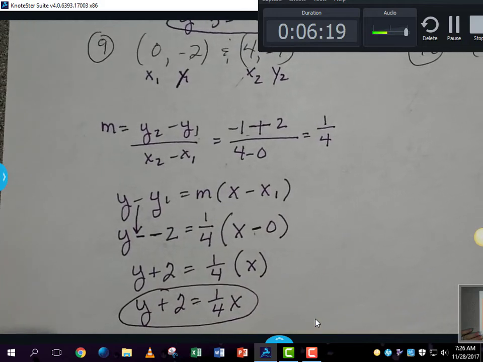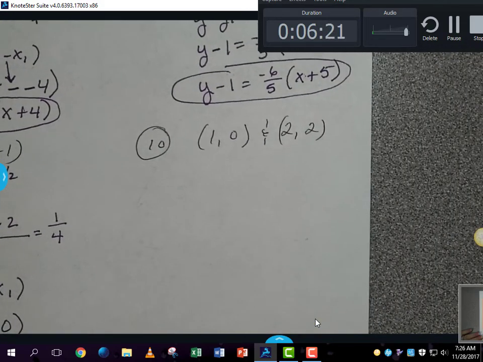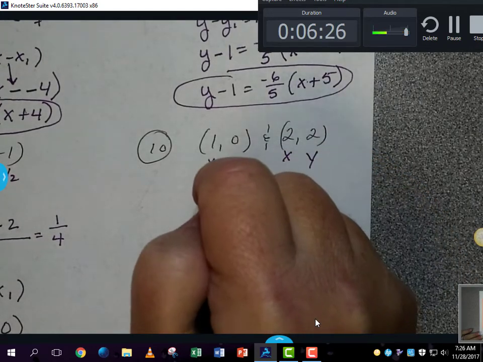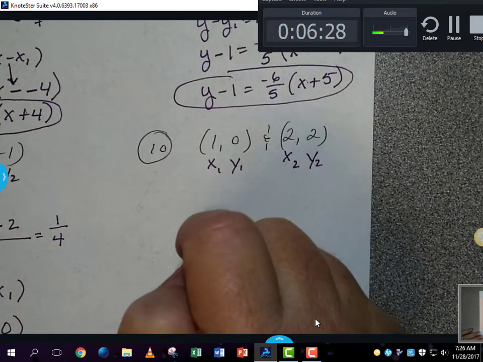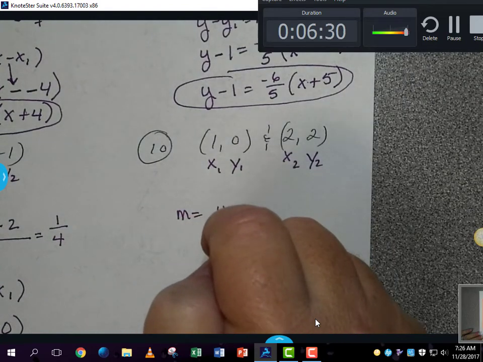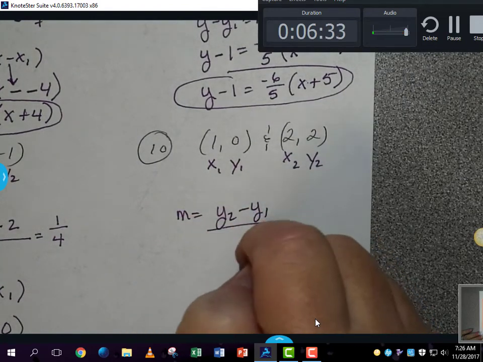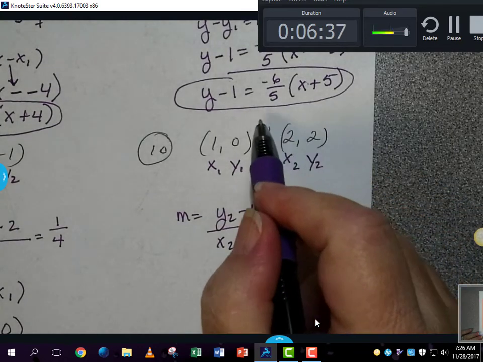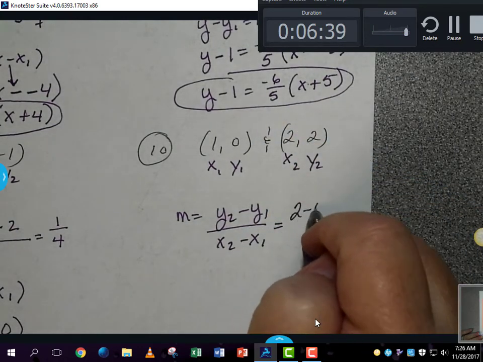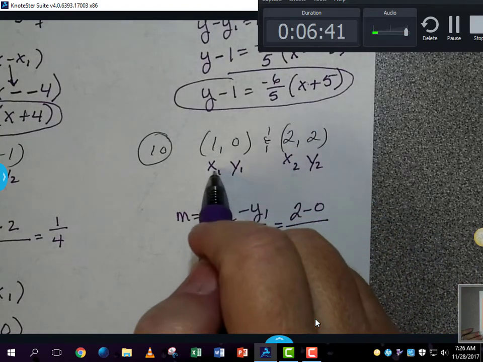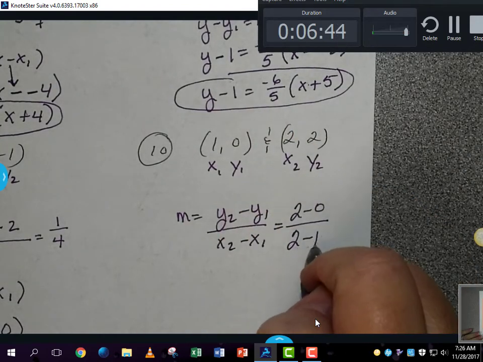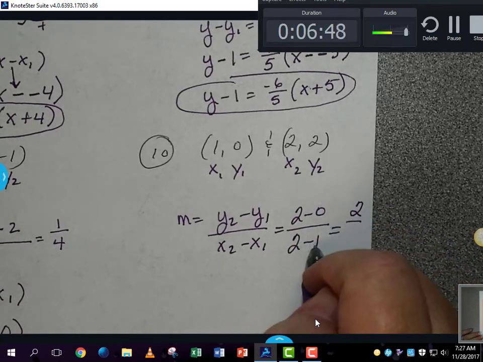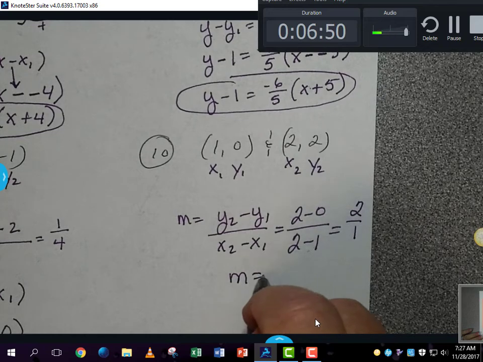And finally, the last one. I have xy, xy. These are my 1s, these are my 2s. I have my slope, which is y sub 2 minus y sub 1 over x sub 2 minus x sub 1, which is going to be 2 minus 0 divided by 2 minus 1, which is going to be 2. 2 minus 0 is 2, 2 minus 1 is 1, so my slope is equal to 2.